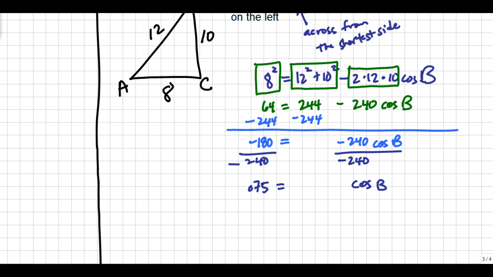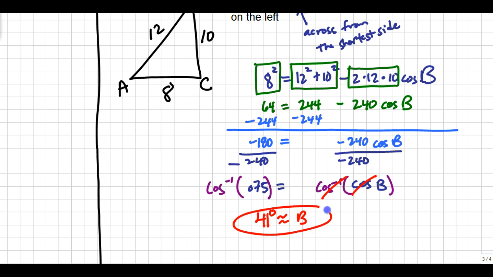Final step is to get rid of the cosine. Students learned yesterday with me in lesson 5.2 that to get rid of a cosine, you use an inverse cosine. And the equation remains balanced if you do it on both sides of the equation. On the right-hand side, the cosine and its inverse will cancel. Over here, you'll simply type that in on your calculator, and you get about 41 degrees when you round it off to the whole number.